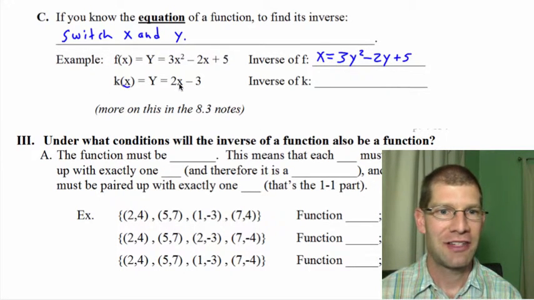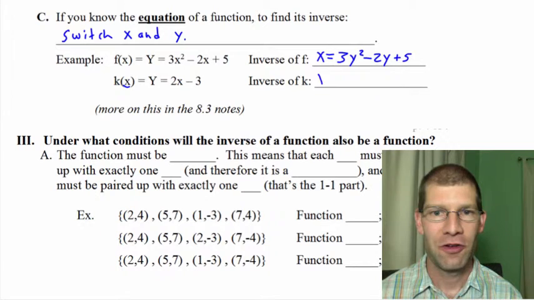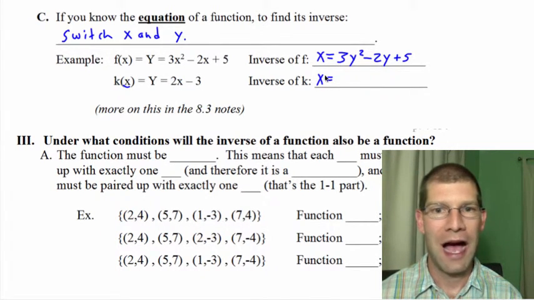If you had k of x equal 2x minus 3, k of x is just a fancy way of saying y equals. So it would become x equals 2y, x becomes a y, minus 3.